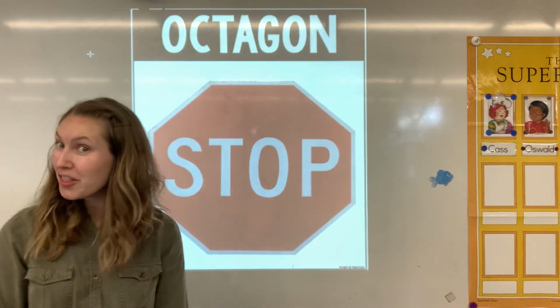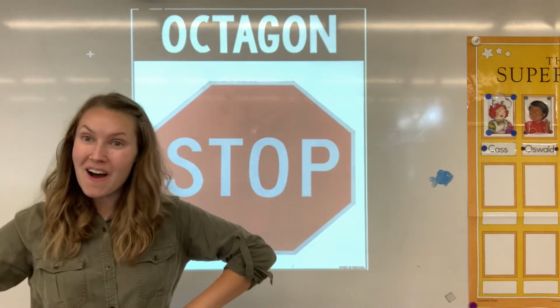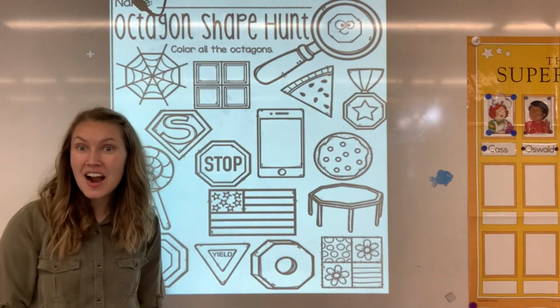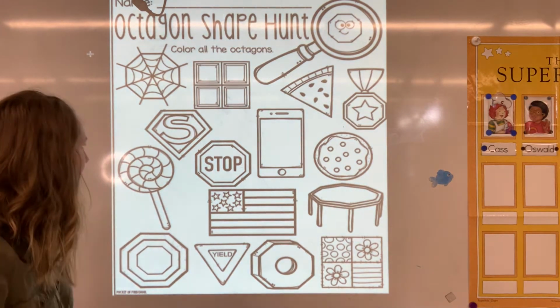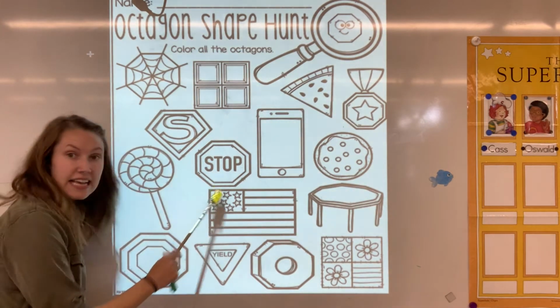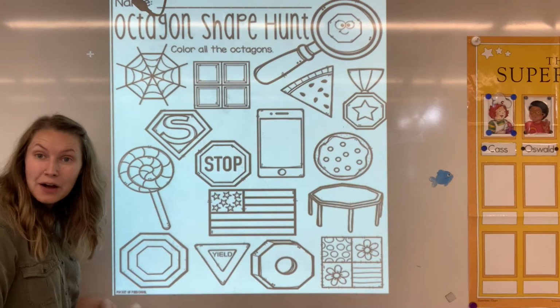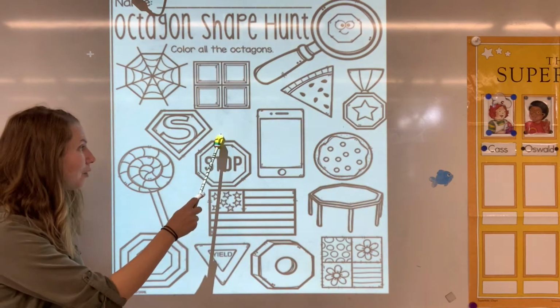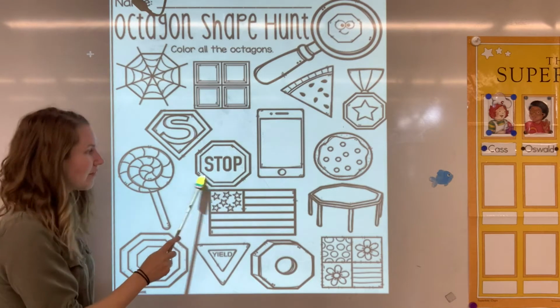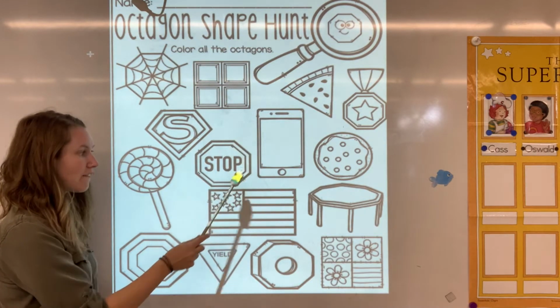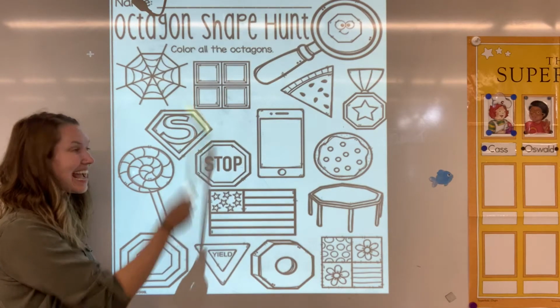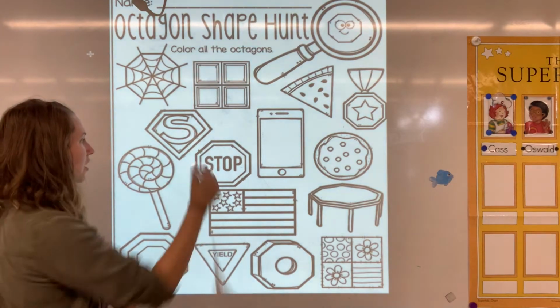Let's look at some other things and see if we can find some octagons. All right, here we are. Time to be some detectives and find some octagons. Right away, I see a stop sign. We just counted, and a stop sign does have 8 sides and 8 corners. So let's circle our stop sign.